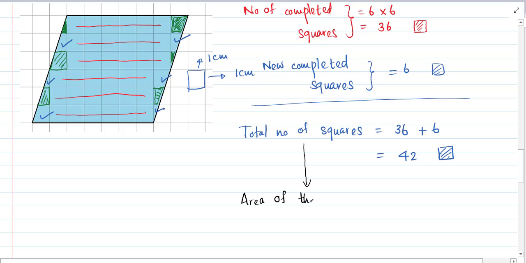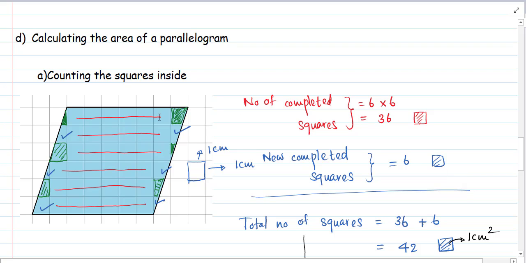Area of the parallelogram is 42 square centimeters, which means the area of a small one is 1 square centimeter, right? Hope that is clear. So that's the first method of finding the area of a parallelogram.